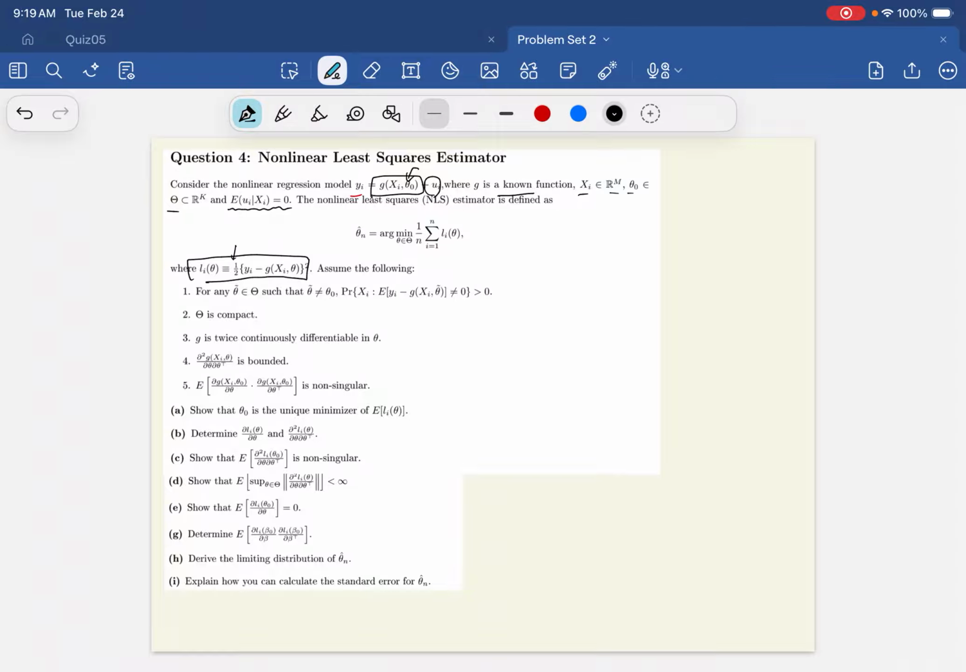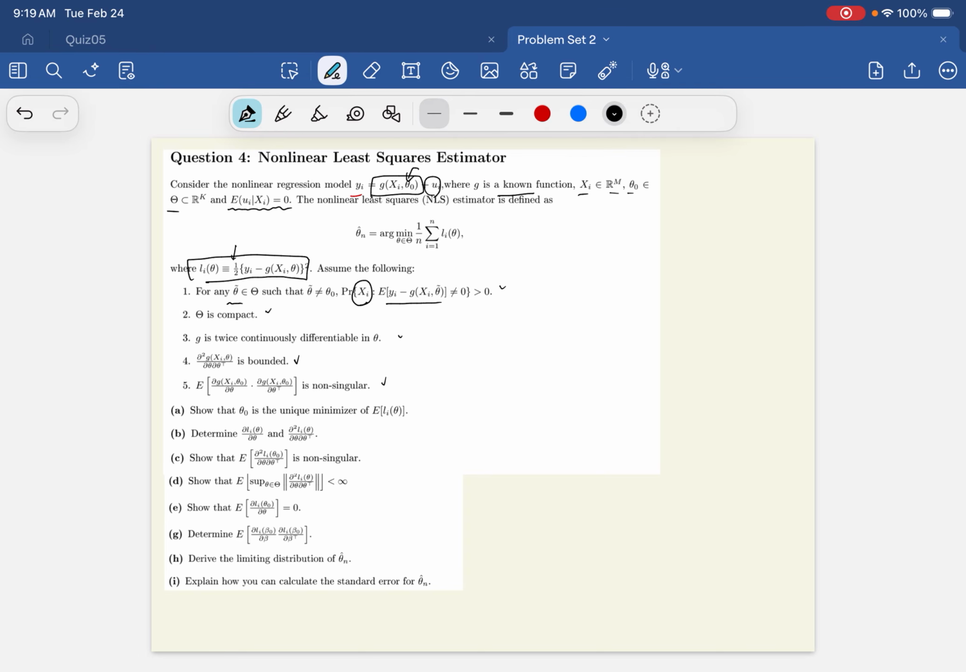So first, if theta is wrong, then for a positive probability of x, y minus g(x, wrong theta) is different in expectation. The expectation is different, right? So later we are going to use this for the compact parameter space, and g is twice continuously differentiable, and the second derivative is bounded, and the matrix is non-singular, which is the full rank assumption.